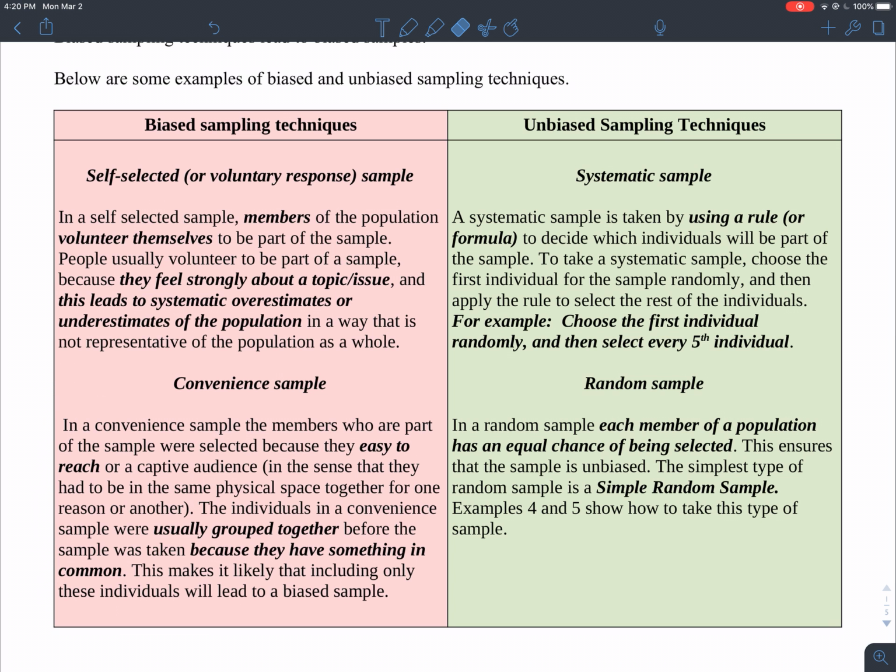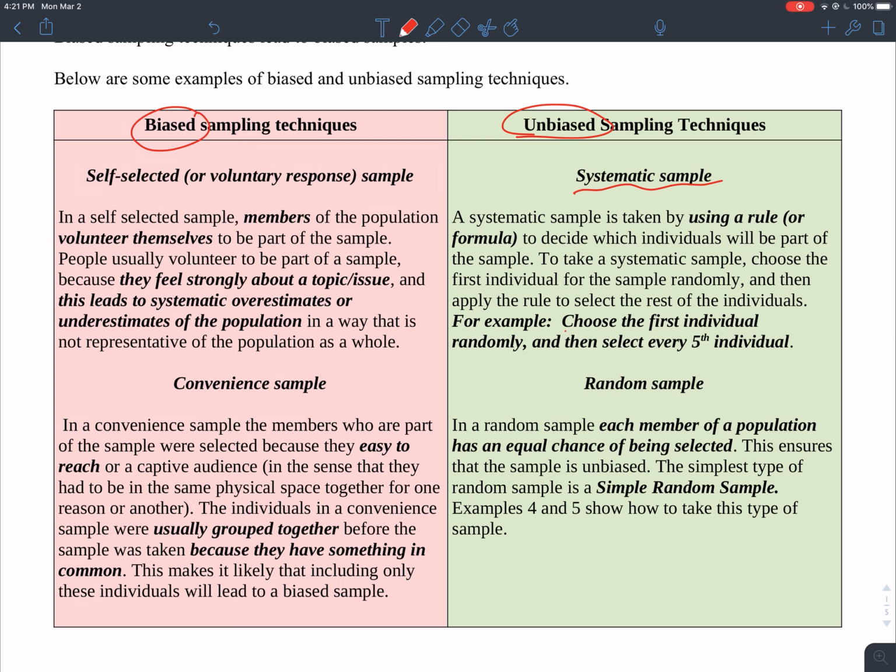Okay? And I'll let you think about some ways in which you can have convenience samples. But those are biased sampling techniques. Let's focus on unbiased sampling techniques. We want to use unbiased samples, not biased samples. Okay? And so the first one is a systematic sample. All right? And that means you make a rule or a formula to let you decide who to pick to be in your sample.